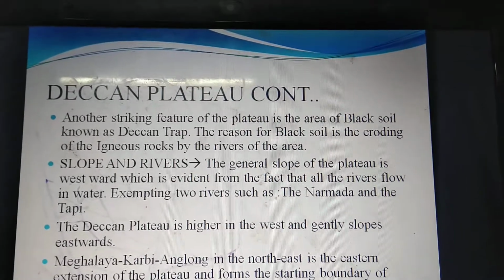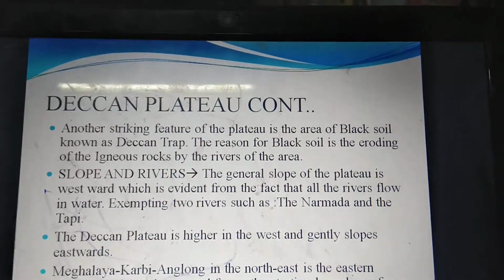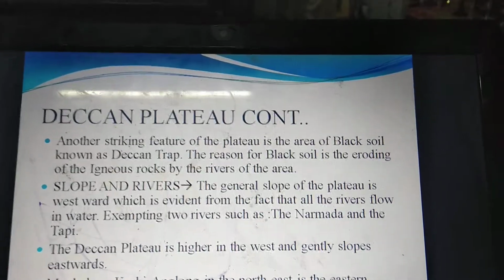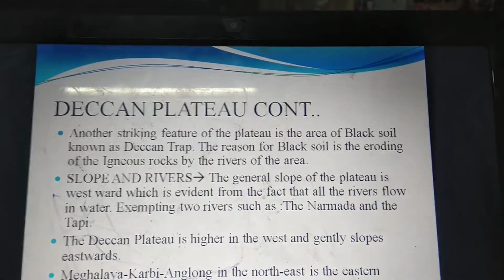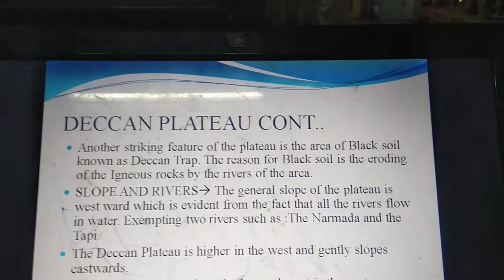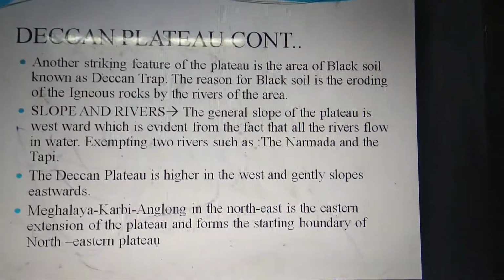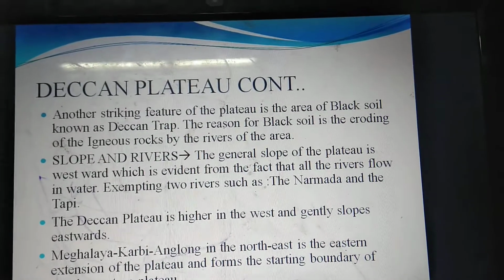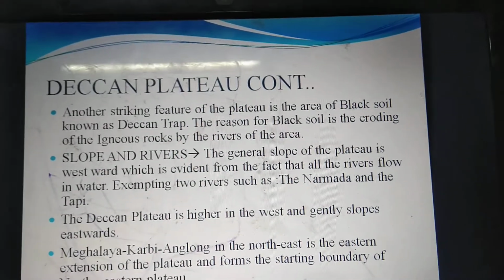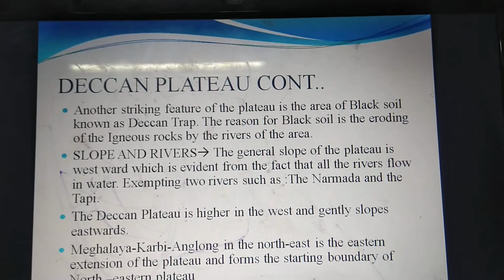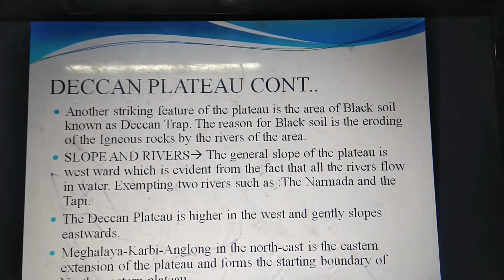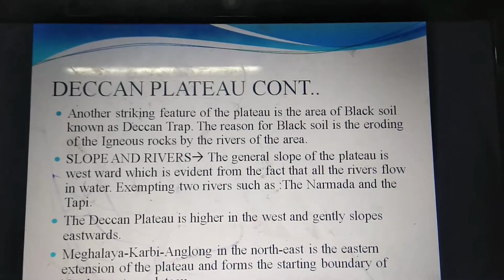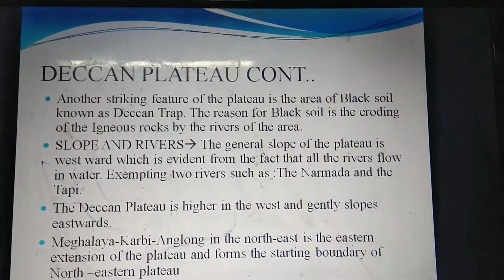The general slope of the plateau is eastward, which is evident from the fact that the rivers flowing in the area have an eastern flow, because the Deccan Plateau is higher on the western side and the slope gently goes down to the eastern side. So all the rivers which originate in the hills here slope towards the eastern side, leaving apart two rivers only, that is the Narmada and the Tapti.